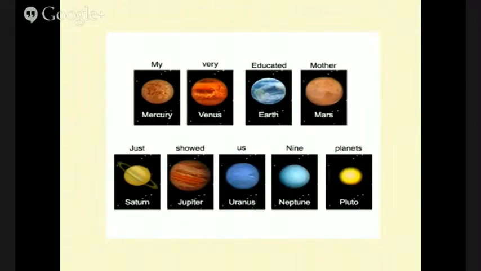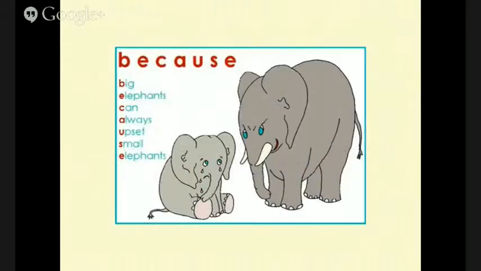मैं बाद में दे दूं. ओके, लिख लीजिए. My very educated mother just showed us 9 planets. ठीक है. इसी तरह have a look. ये एक सेंटेंस है. Big elephants can always upset small elephants. And उसका पहला वर्ड पिकअप कर लिया तो क्या बन गया, because. तो पूरा सेंटेंस मुझे याद रहेगा, कभी नहीं भूलूंगी. If I simply remember, because.